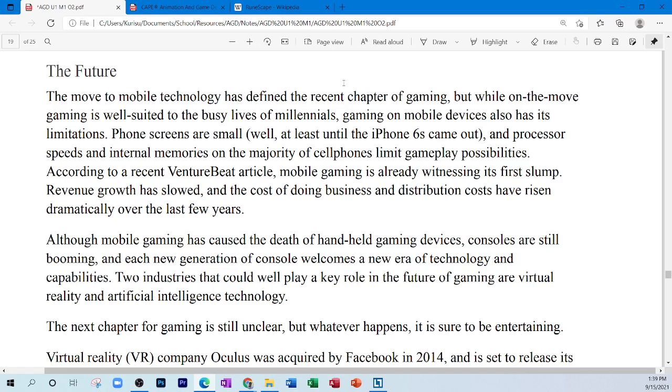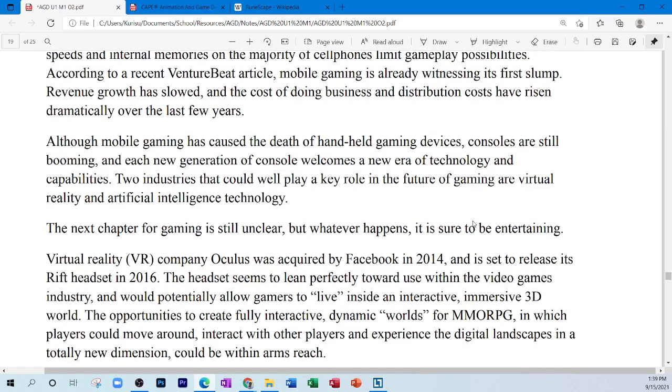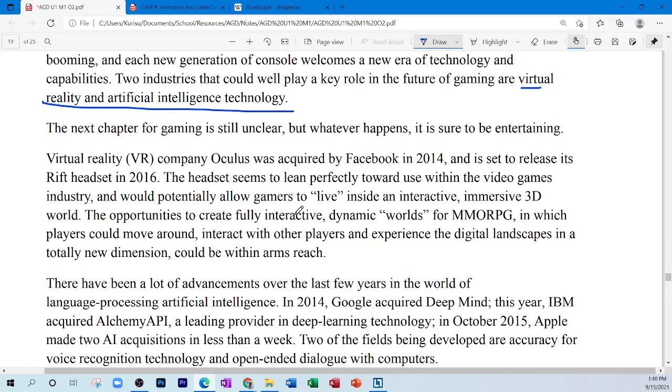According to a recent VentureBeat article, mobile gaming is already witnessing its first slump. Revenue growth has slowed, and the cost of doing business and distribution costs have risen dramatically over the last few years. Although mobile gaming has caused the death of handheld gaming devices, consoles are still booming, and each new generation of console welcomes a new era of technology and capabilities. Two industries that could well play a key role in the future of gaming are virtual reality and artificial intelligence technology. The next chapter for gaming is still unclear, but whatever happens, it is sure to be entertaining.